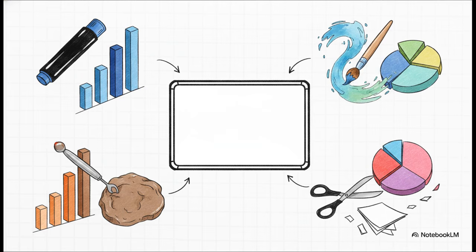And what's truly incredible here is the sheer artistic flexibility. You aren't stuck with one generic corporate AI art style. You can literally prompt it to use whiteboard animation, watercolor, clay animation, or paper-cut illustrations, and it'll build these smart diagrams to visually represent your data.